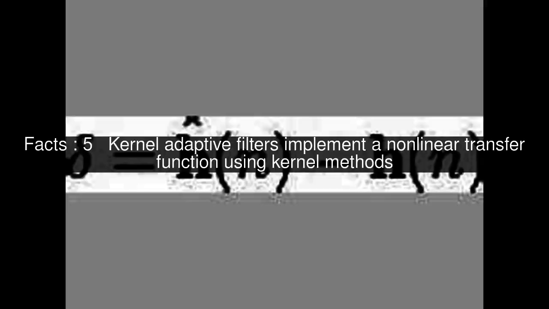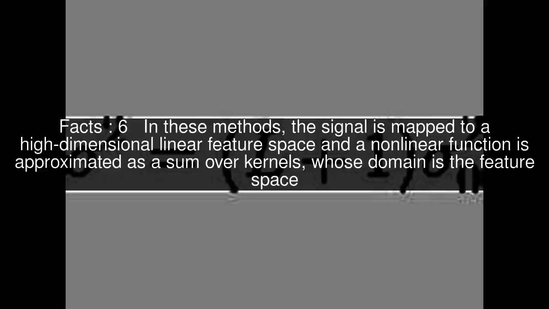A nonlinear adaptive filter is one in which the transfer function is nonlinear. Kernel adaptive filters implement a nonlinear transfer function using kernel methods. In these methods, the signal is mapped to a high-dimensional linear feature space and a nonlinear function is approximated as a sum over kernels, whose domain is the feature space.